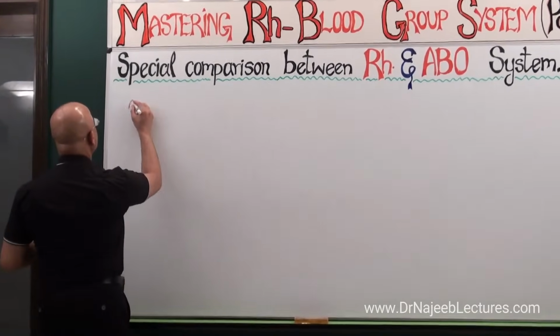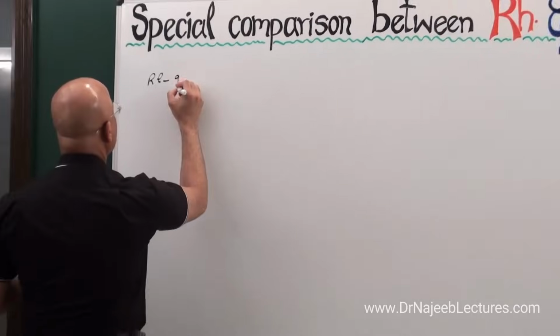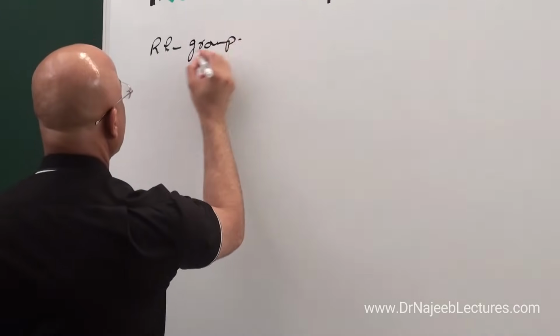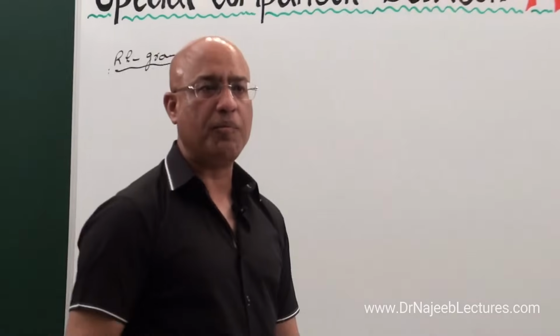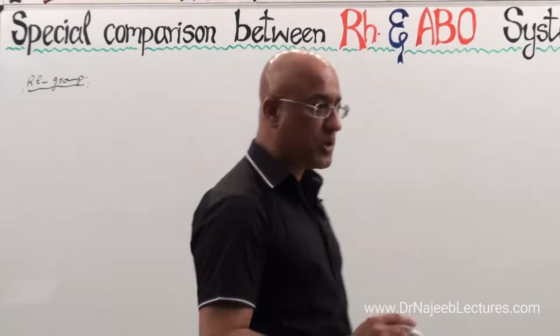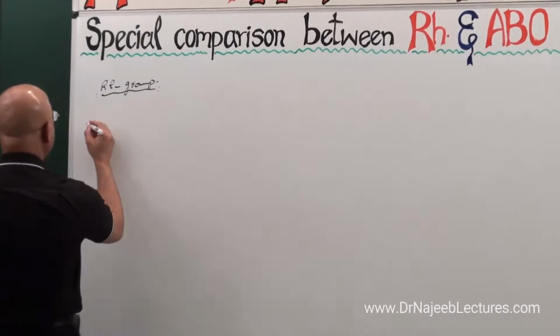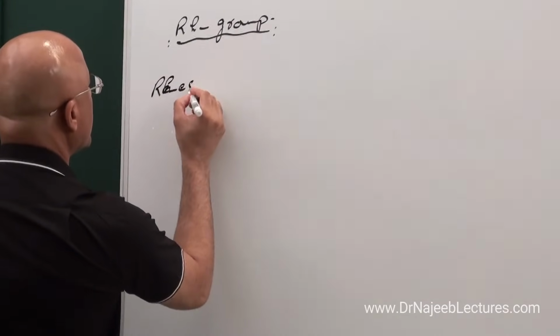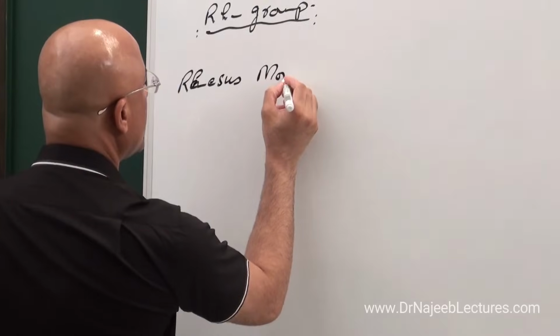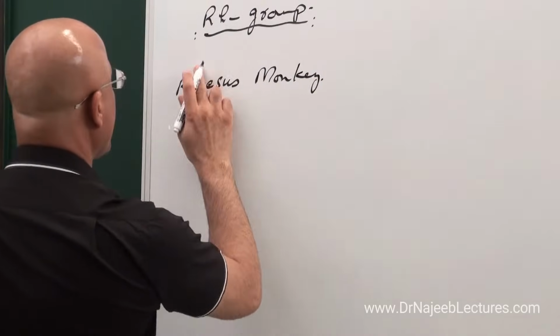Rh blood group system, how it was discovered and why it is named Rh. You must be knowing Rh basically stands for rhesus monkey. Rhesus monkey.